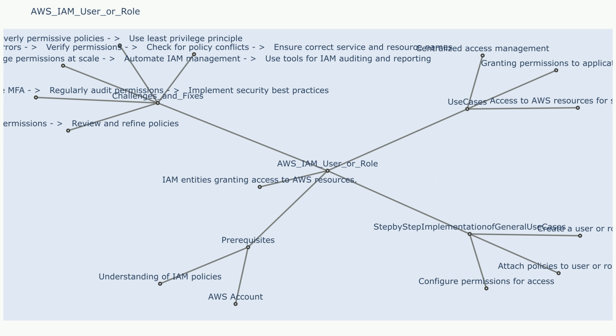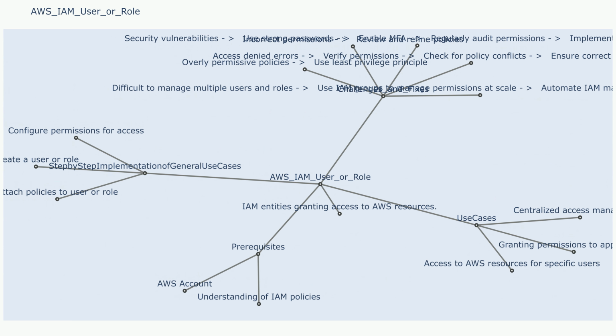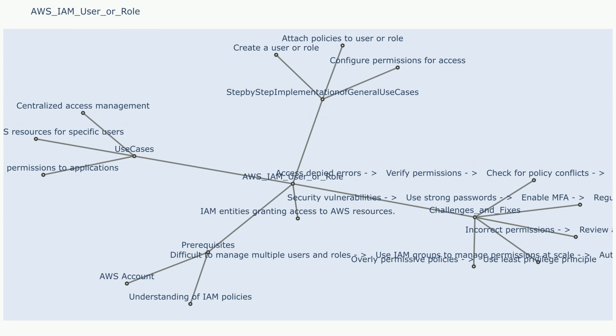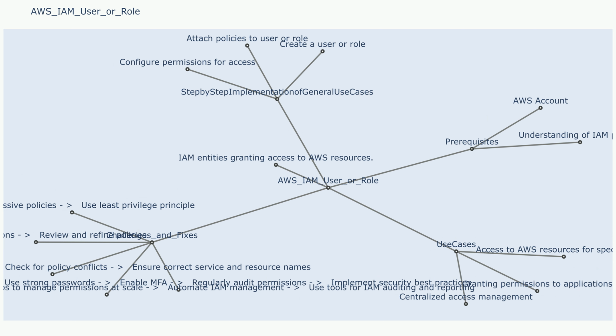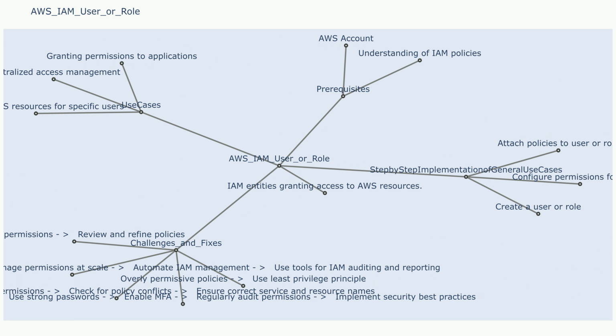Granting permissions to applications. You can create an IAM role to grant permissions to applications that need to access AWS resources. This allows you to manage access to your resources without having to provide your own credentials to the applications. Centralized access management. IAM allows you to centralize access management for all of your AWS resources. This makes it easier to control who has access to your resources and what they can do with them.